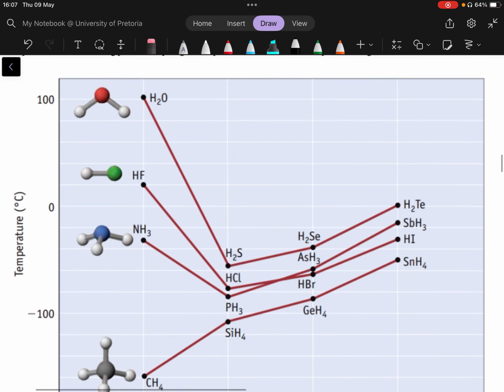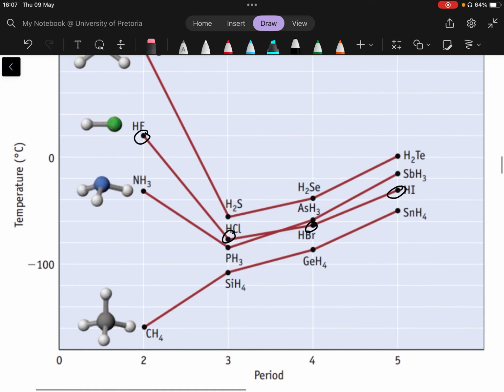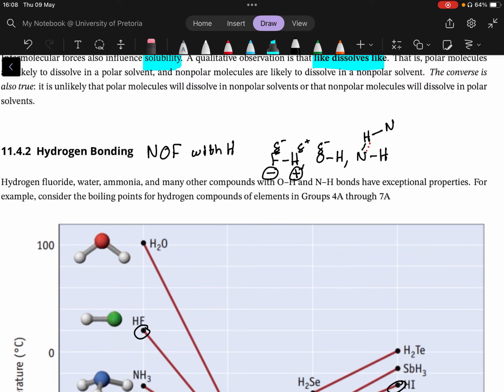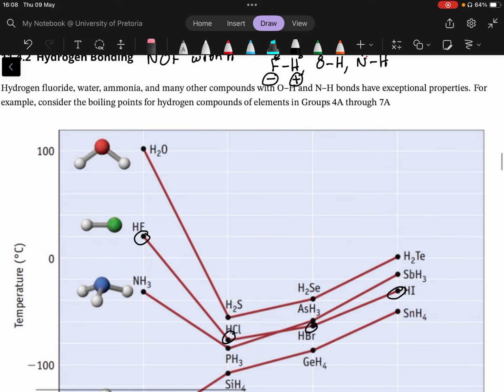And the effect on the properties then is that if we look at, for example, the halides, so hydrogen fluoride, hydrogen chloride, hydrogen bromide, hydrogen iodide, these are the ones that I'm looking at. Hydrogen fluoride, for some reason, has an immensely high boiling point compared to its other halide companions. And why is that? That's because of these hydrogen bonds that appear in these molecules.